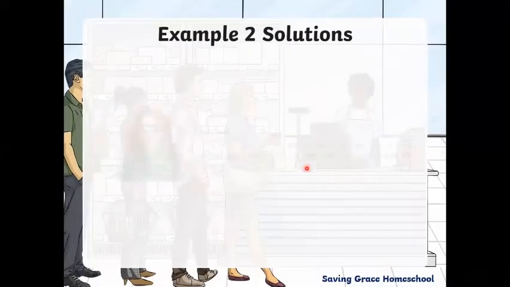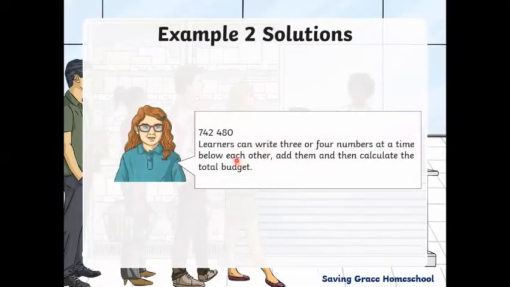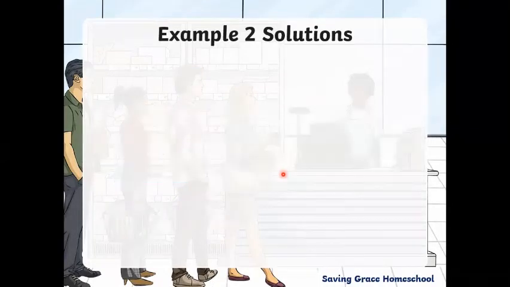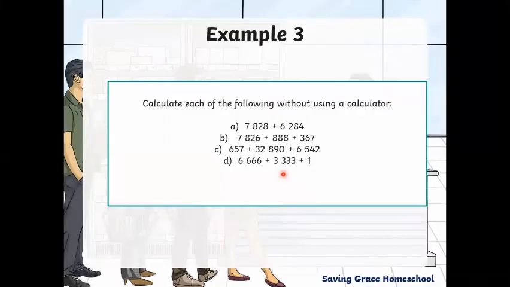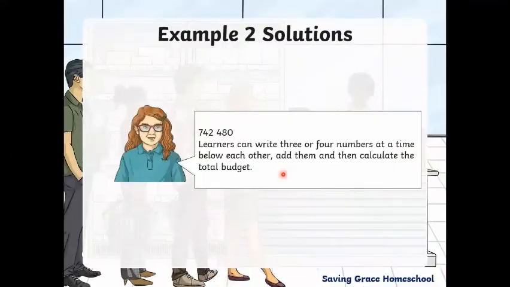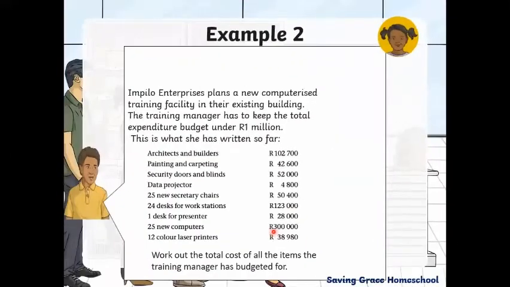Let's see if that gives us an answer. Yes, okay, so here are the answers. Learners can write three or four numbers at a time below each other and add them and then calculate the total budget. Okay, so I'm going to go back to that, sorry. So you don't have to add them all in one go. You can pick three or four, that's what the solution says. And then the answer was on the next slide.